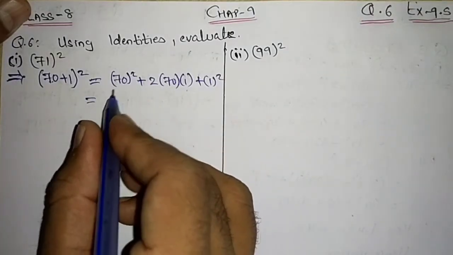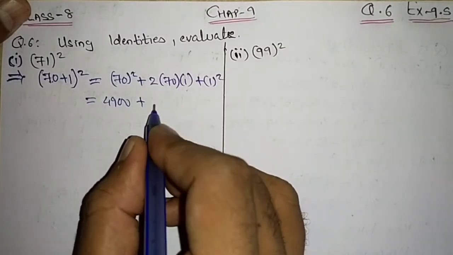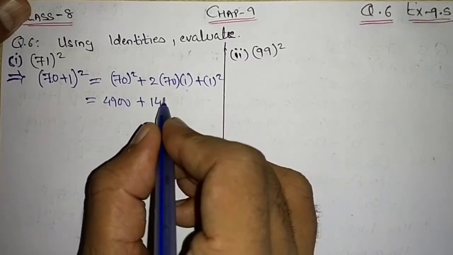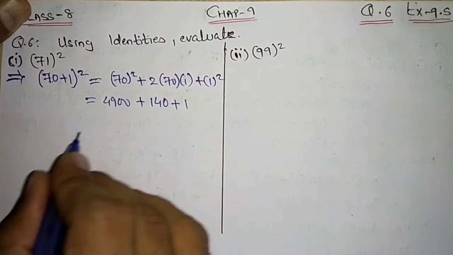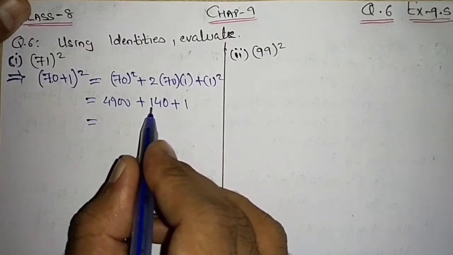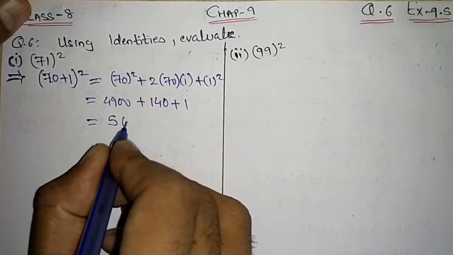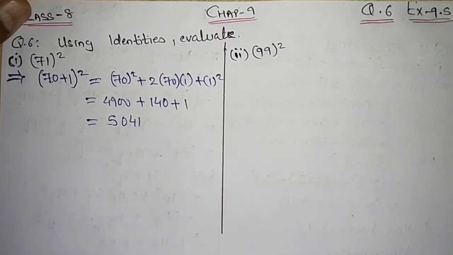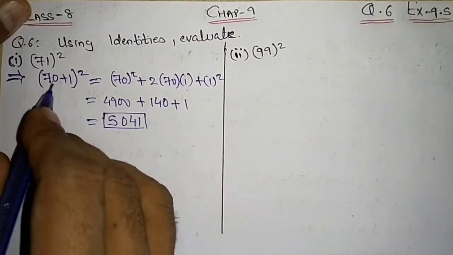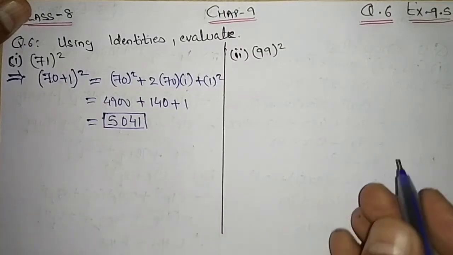70 square will give me 7 sevens are 49 and 2 zeros, plus 2 sevens are 14, that is 140 into 1 will give me 140, plus 1. So 4900 plus 140 plus 1 will give me 5041. 5041 is my answer. When you solve 71 into 71 in the calculator, you will get the same result.